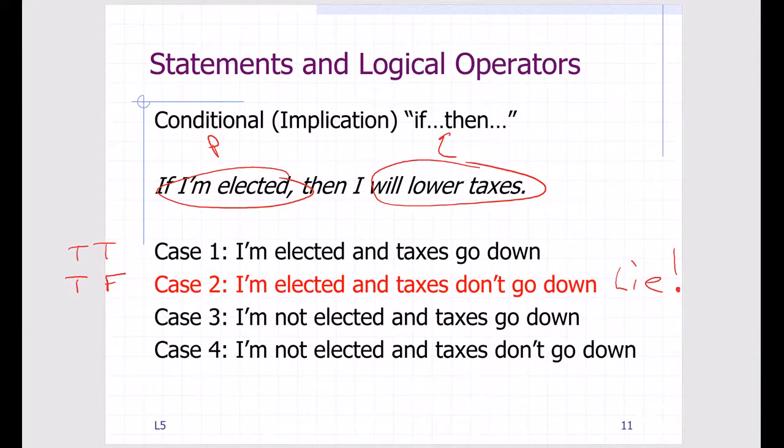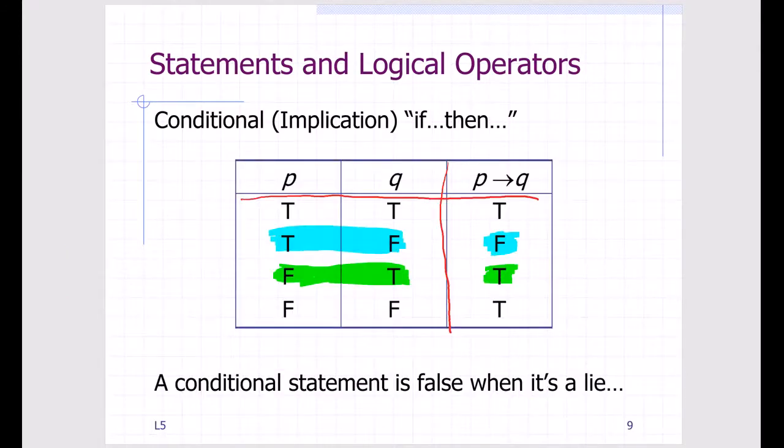So if I'm not elected, what happens over here doesn't have anything to do with me, right? If taxes don't go down and I wasn't elected, you can't put that on me. I didn't lie. I said if I am elected, then I will lower taxes. So case 2 is the only one where we would consider the conditional statement a lie. Let me just go back a couple of slides. So that would be I am elected, true. I didn't lower taxes, false. Therefore, I lied. That's the case where the conditional statement is false.